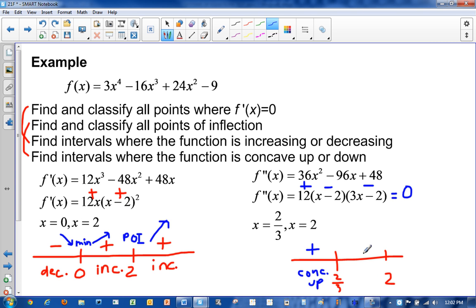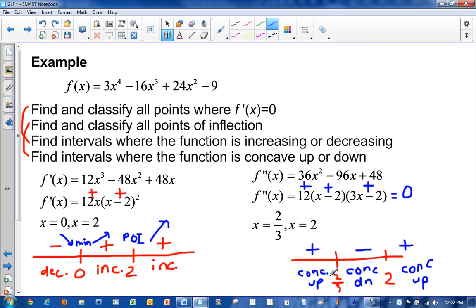Alright, and then if I try a number between 2/3 and 2, let's try x equals 1. 1 minus 2 will still be negative, but 3 times 1 minus 2 will become positive. So the whole thing is negative, meaning that between 2/3 and 2, the function is concave down. Alright, then after 2, I'll try a number like 3. 12 is still positive, 3 minus 2 is now positive, and 3 times 3 minus 2 is still positive, so this is positive, and that means that the original function is concave up.